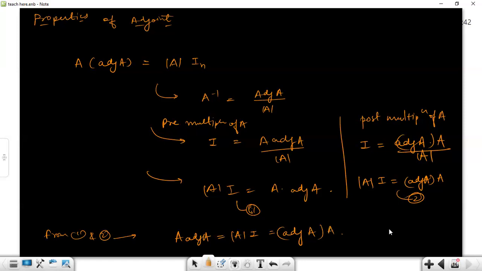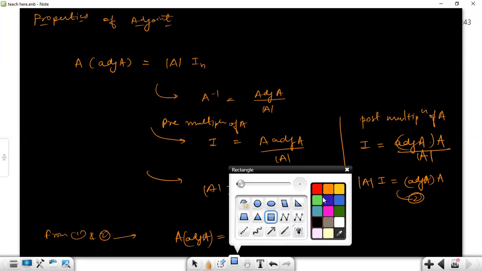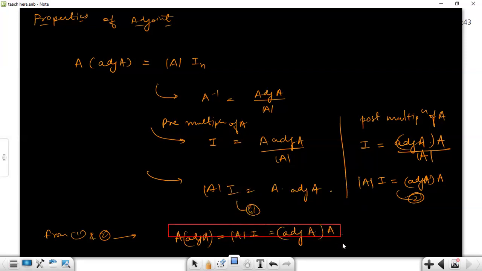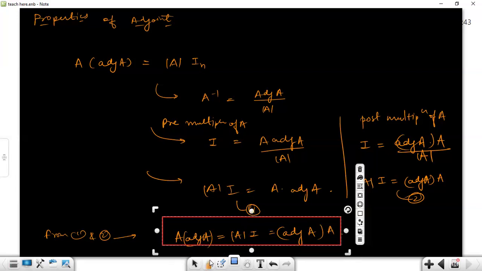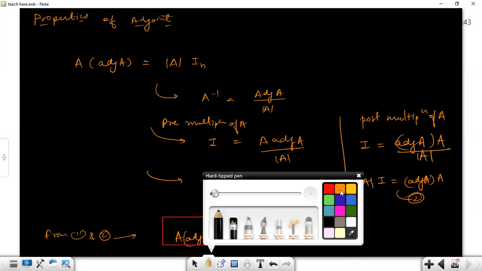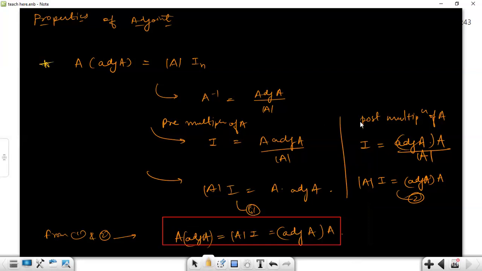So basically what we are seeing is that the multiplication of a matrix and its adjoint is commutative in nature. They are both equal. Both of these are separate properties, but still they are equal. So this is what we are trying to say, and this is important. Clear, everyone? Any doubts? No, sir. Okay, so let's move ahead and discuss some more properties.